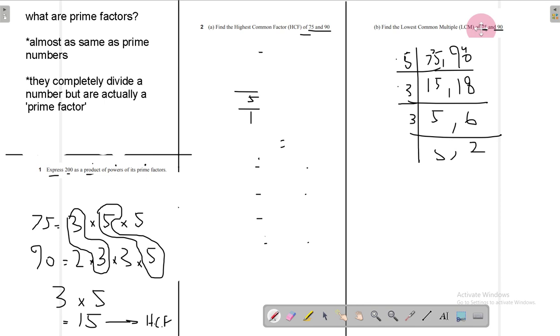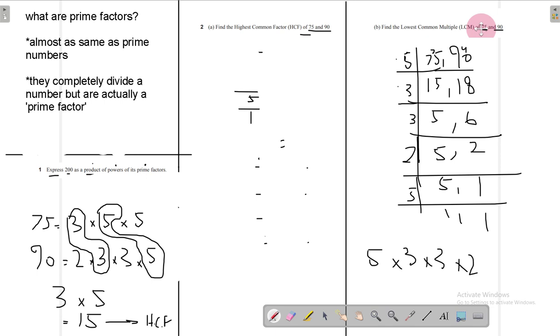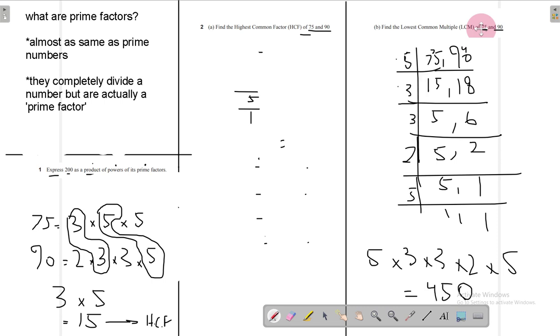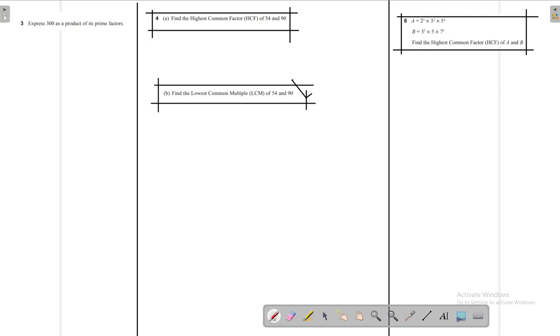3 into 2. The 5 replicates over here. Right, the 5 replicates, and this is going to be 2. So the LCM of this is actually 5 into 3 into 3 into 2 into 5, which we're going to calculate, and 5 into 3 into 3 into 2 into 5 equals 450. So the LCM of this is 450.